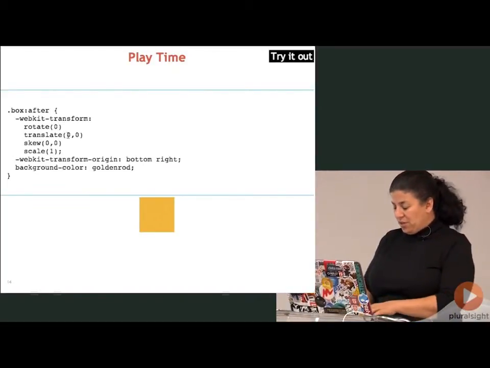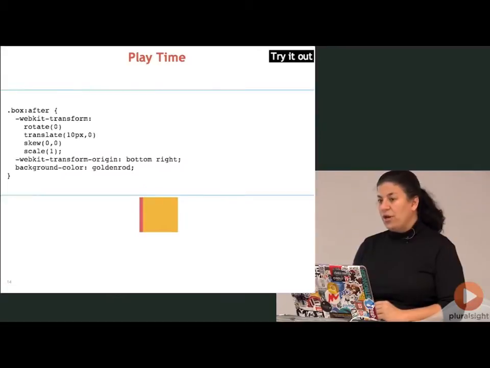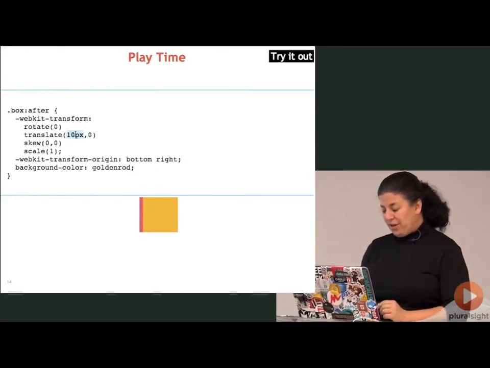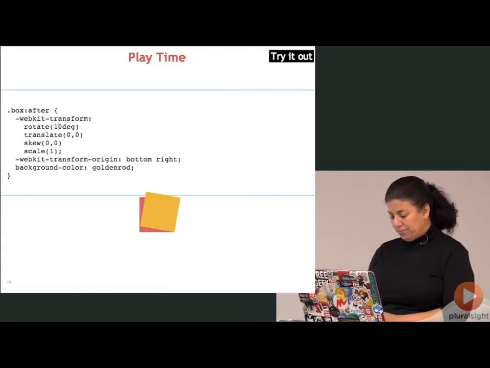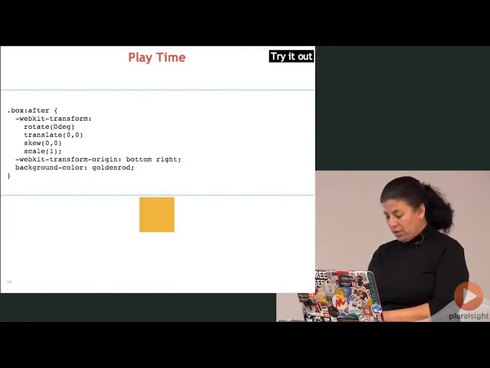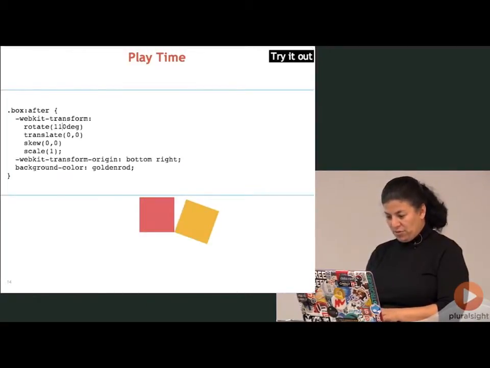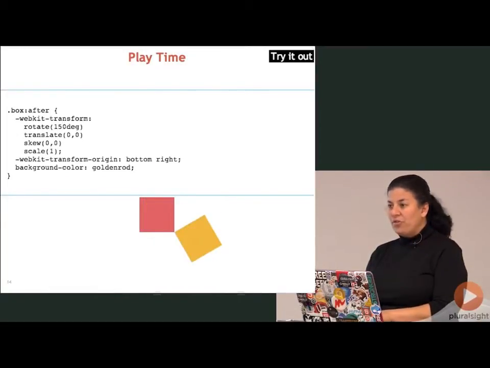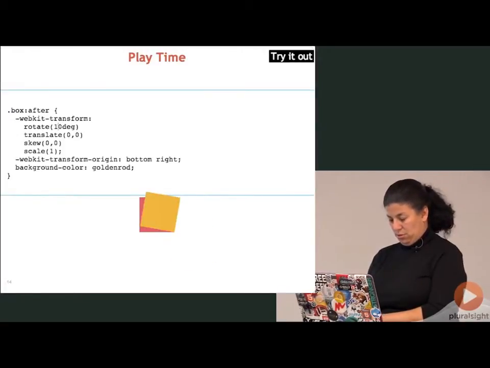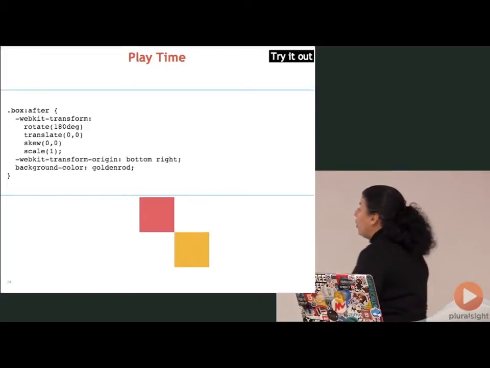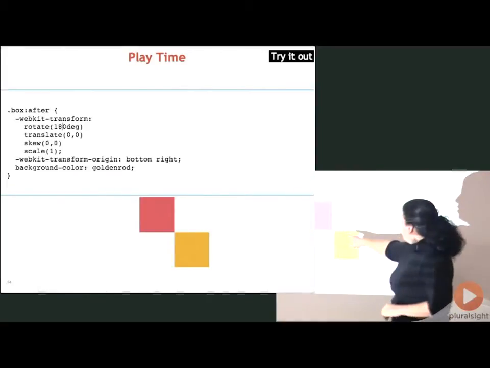And if I translate it 10 pixels, right? It's moving over a teeny bit. I just want to prove that point. But now that I've proved that point, transform origin bottom right, as I rotate it 10 degrees, 20 degrees, 40 degrees, 90 degrees, 110 degrees. Oops, that's 1,100. You see how the bottom corner is always touching? I rotated it 180 degrees around this point.